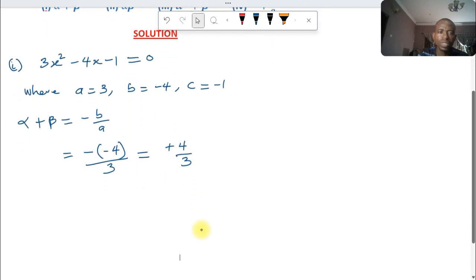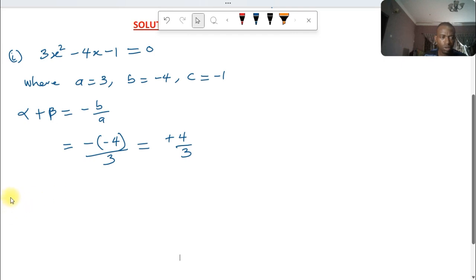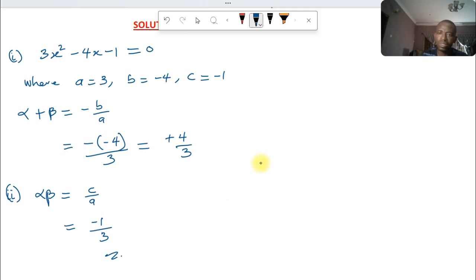The second one, Roman figure 2, is telling us to take the product of the roots. So alpha beta, according to the formula, is C over A. According to what we have, C is negative 1 over 3, and that's all. That's the first and the second answered. Let's take the third one.